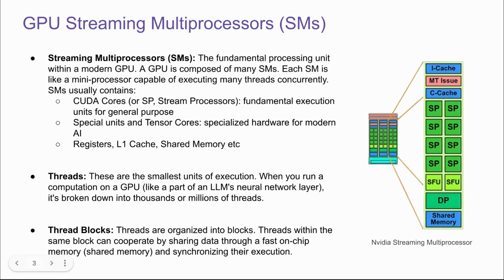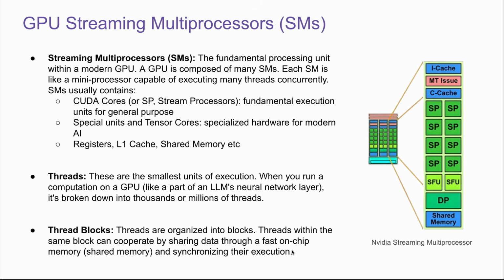The next concept I want you to know in GPU is threads. These are the smallest unit of execution. When you run a computation on a GPU, like a part of an LLM's neural network layer, usually the operation is broken down into thousands or millions of threads. And then there's the thread blocks. Threads are organized into blocks. Threads within the same block can cooperate by sharing data through a fast on-chip memory, usually the shared memory, and synchronizing their execution.